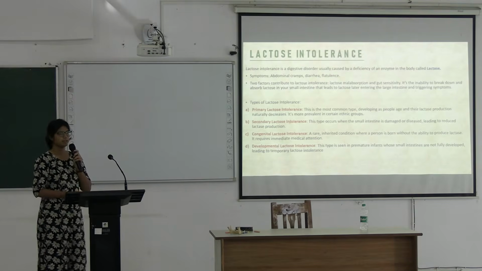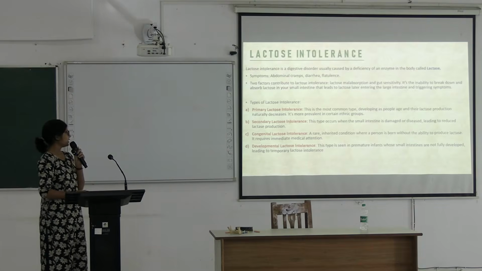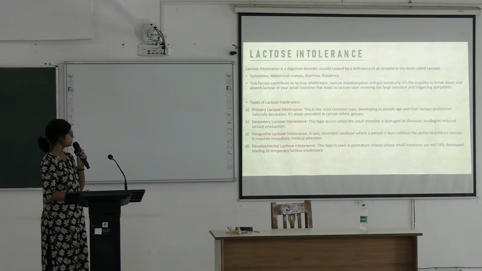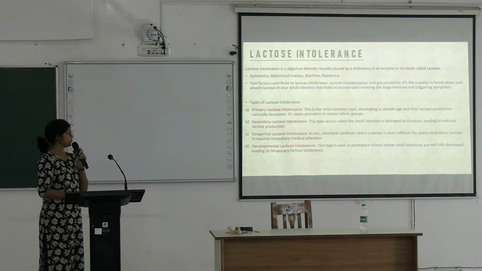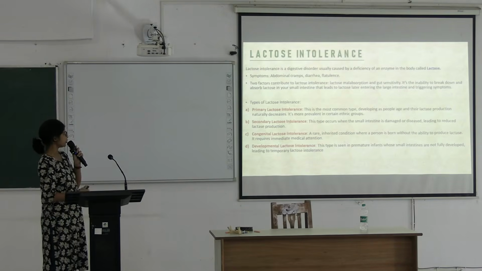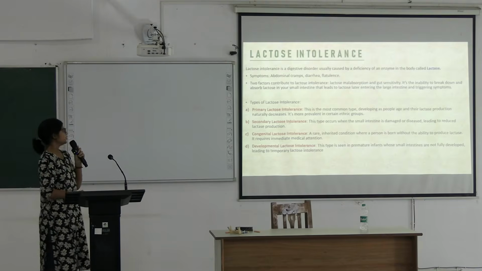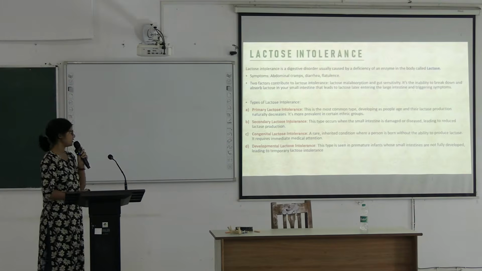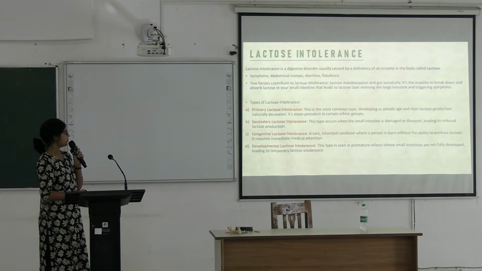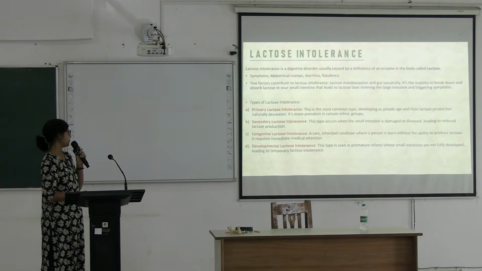Lactose intolerance can also be classified into four subtypes, namely primary lactose intolerance, secondary lactose intolerance, congenital lactose intolerance, and developmental lactose intolerance. One summary about all of them: primary lactose intolerance is the most common type, which develops as people age and lactase production naturally decreases. It is more prevalent in certain ethnic groups.